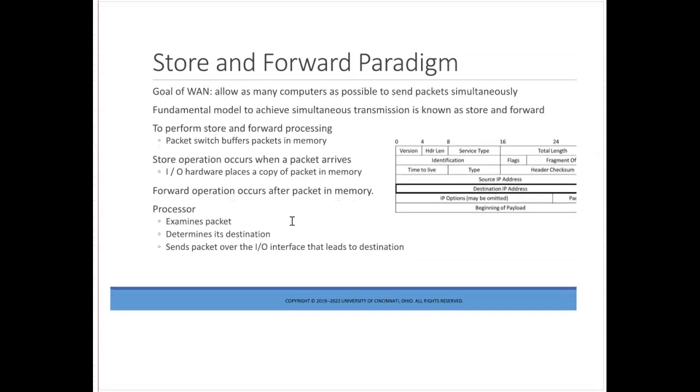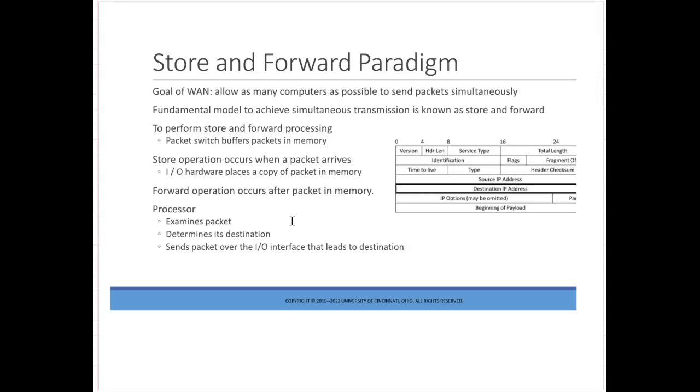The goal of a WAN is to allow as many computers as possible to send packets simultaneously. The fundamental paradigm used to achieve simultaneous transmission is known as store and forward. To perform store and forward processing, a packet switch buffers packets in memory. The store operation occurs when a packet arrives. Input-output hardware in the switch places a copy of the packet in memory.